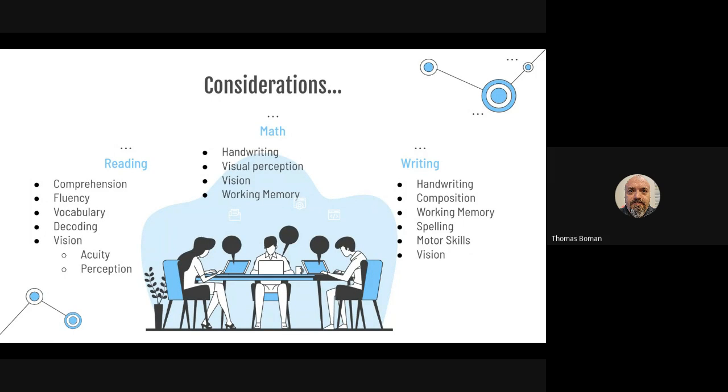But for example, with reading, you want to look at what does their comprehension look like? What does their fluency look like? What does their vocabulary look like? Are they able to decode words? Maybe they can decode, but they aren't comprehending. What does their vision look like? Both visual acuity and visual perception. If they're not able to track when they read visually, that's a problem. If they are not able to differentiate the contrast on a page, that's a problem. So you want to look at all of these different issues when you're looking at assistive technology supports.